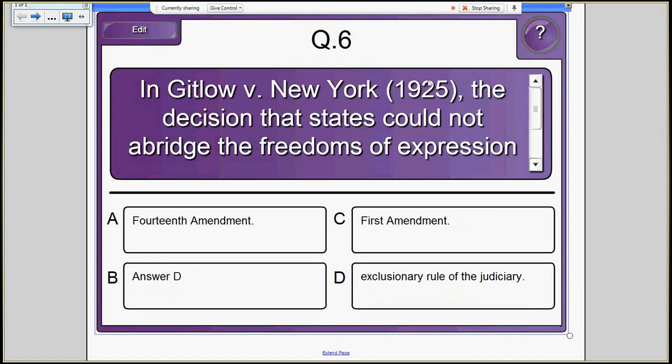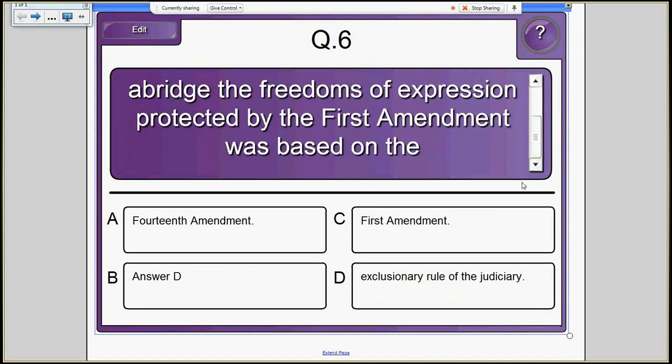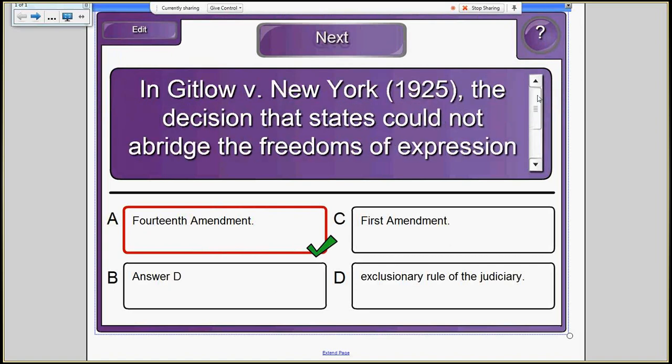Next case, Gitlow versus New York. The decision that states could not abridge the freedom of expression protected by the First Amendment was based on: A, the 14th Amendment; C, the First Amendment; D, the exclusionary rule of the judiciary. The correct answer is the 14th Amendment. This is a very early case of the application of the Bill of Rights to the states. And as the Bill of Rights is applied to the states, it's going to be based on the 14th.